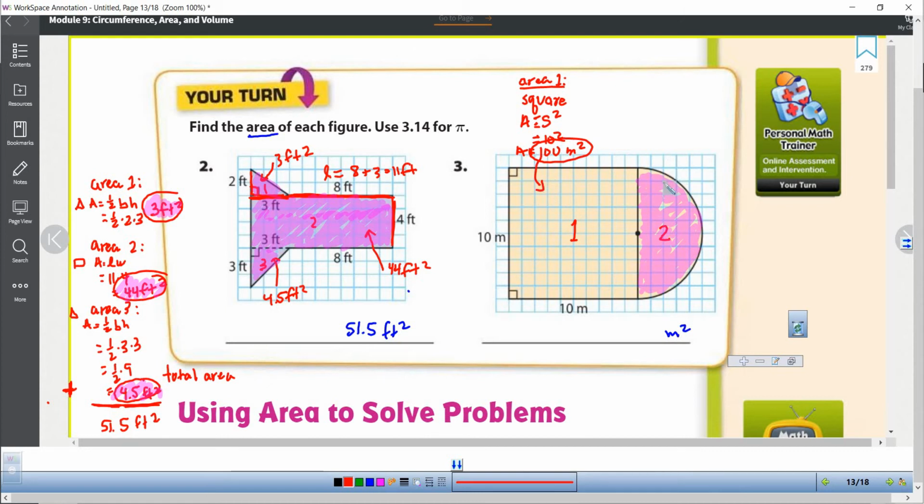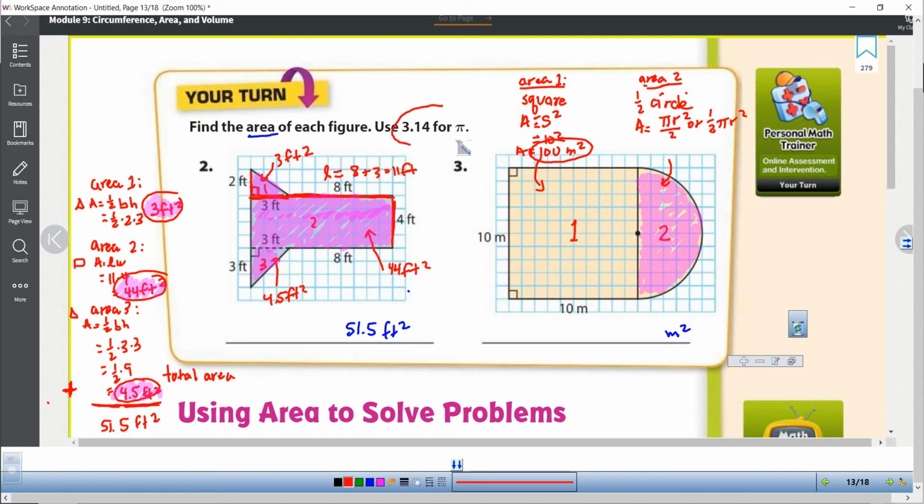All right. Well, what about the area of this one? So area number 2 is called a semicircle. I'm going to call it a half circle. All right. So the area of a circle is pi times the radius squared. I hope you remember that. The area of a circle is pi times the radius squared. So a half of a circle is going to be pi times the radius squared divided by 2. Or if you prefer, 1/2 times pi times the radius squared.